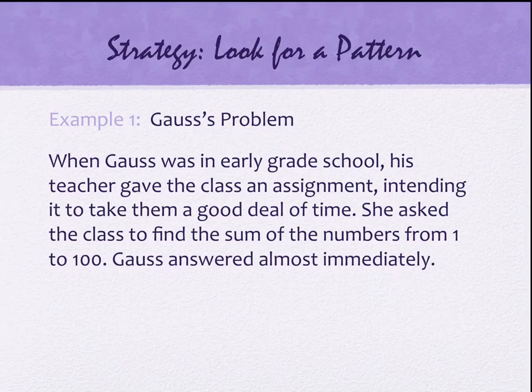So as you can imagine, most children would say 1 plus 2 is 3, plus 3 is 6, plus 4 is 10, right? And they just would go up from there. That would take a while. Agreed? Okay. Gauss answered almost immediately. So what he did is he actually noticed quickly a pattern. So I'm going to show you his method for thinking about the addition of multiple numbers, and then we're going to look next time at how to extend his idea to similar questions.